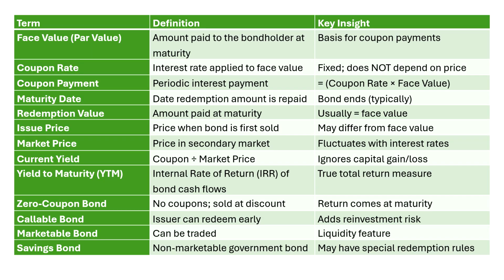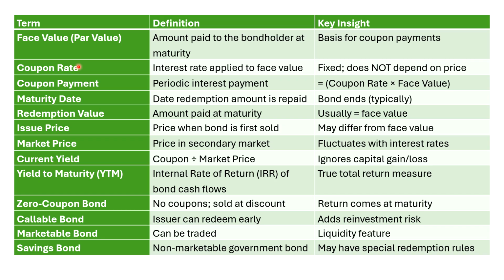On this slide I have a summary of the different terms. We have the face value, or par value as it's sometimes called. That's the amount paid to the bondholder at maturity. That's the basis for the coupon payments. Then there's the coupon rate. That's the interest rate applied to the face value. The coupon payment is the actual amount of the interest paid on some regular basis.